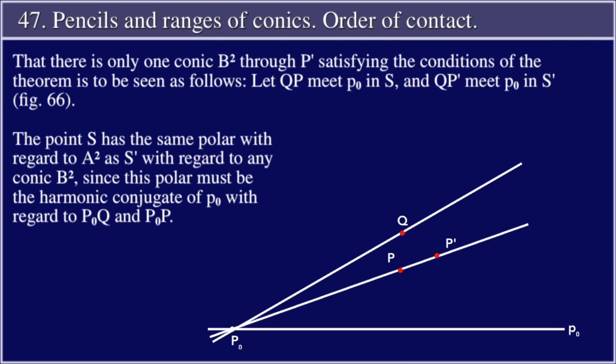That there is only one conic B² through P', satisfying the conditions of the theorem, is to be seen as follows. Let QP meet p0 in S, and QP' meet p0 in S'. Figure 66. The point S has the same polar with regard to A² as S' with regard to any conic B², since this polar must be the harmonic conjugate of p0 with regard to P0Q and P0P.